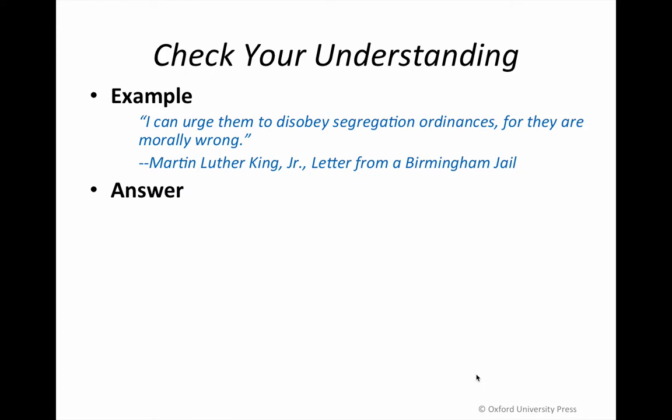All right, let's go ahead and work on this incomplete argument. I can urge them to disobey segregation ordinances, for they are morally wrong. Let's make sure we know what we're talking about. I can urge them to disobey segregation ordinances, for they, the segregation ordinances, are morally wrong. Notice that the indicator word "for" tells us that what's come just before it is the conclusion, which means that a premise is segregation ordinances are morally wrong.